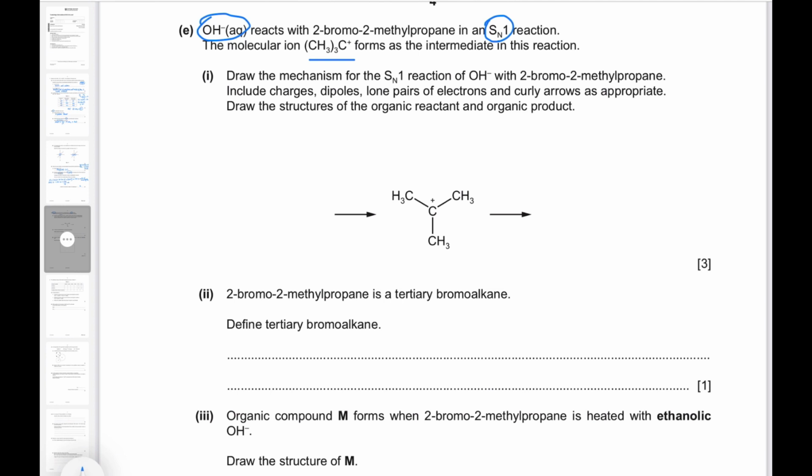1. Draw the mechanism for the SN1 reaction of hydroxide with 2-bromo-2-methylpropane. Include charges, dipoles, lone pairs of electrons, and curly arrows as appropriate. Draw the structures of the organic reactant and the product. So you'll start with a halogenoalkane, and that's going to be 2-bromo-2-methylpropane.